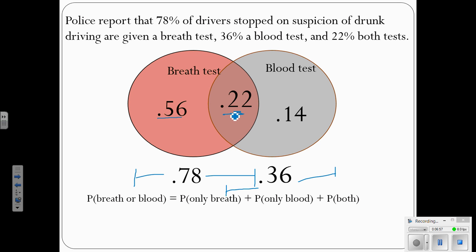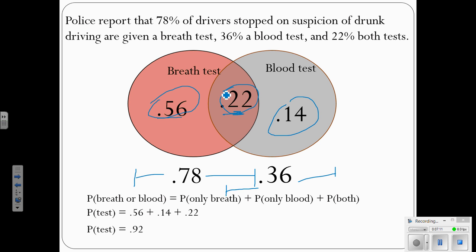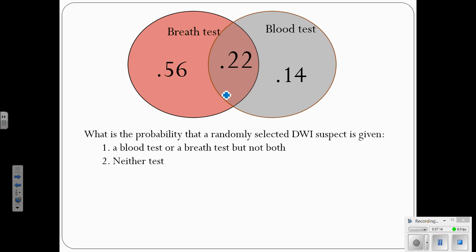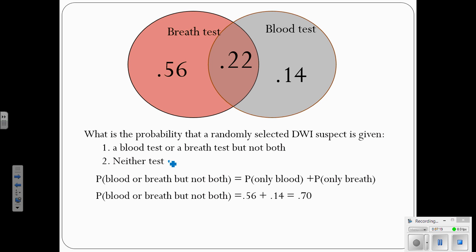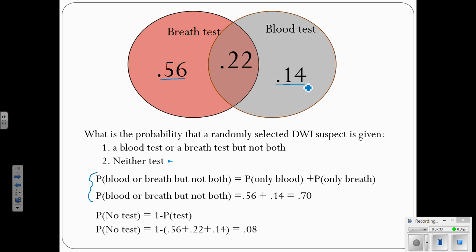So the probability of a breath or a blood test, one way to look at that is the probability of only breath, 56%, plus the probability of only blood, 14%, plus the probability of both, 22%, which would be 92%. That means the probability that somebody had neither test is 0.08. In this previous example that I skimmed over very quickly, the probability they get blood or breath but not both would be this 56% plus that 14%, which is 70% of people who get one test or the other but not both.